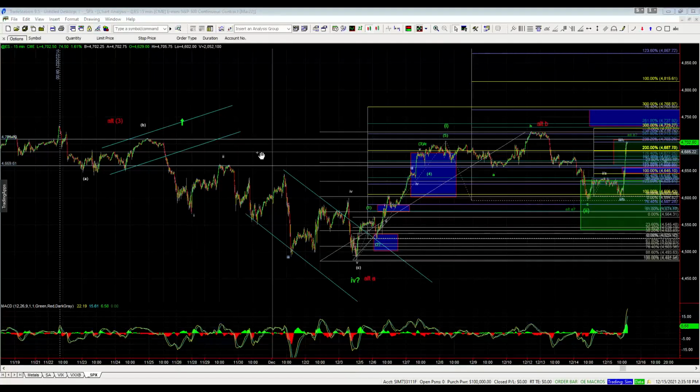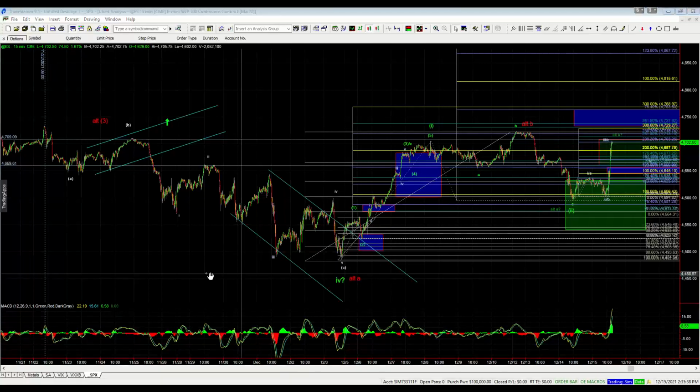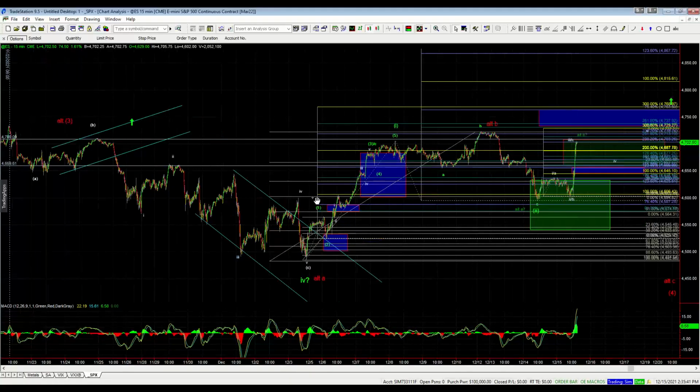And ending diagonal patterns, what they do is they will usually retrace back to the origination point of that ending diagonal very quickly, more quickly than it took them to get there. So in this case, the ending diagonal originated around 4,709. So we had 1, 2, 3, 4, 5 for this ending diagonal, and we can see that the reversal out of that ending diagonal happened really quickly, within a week.